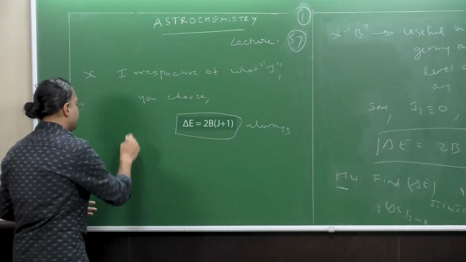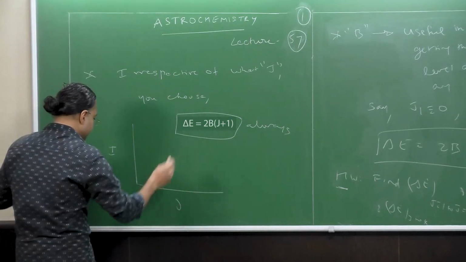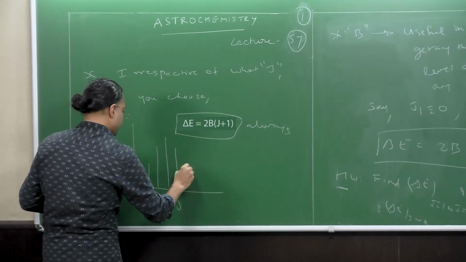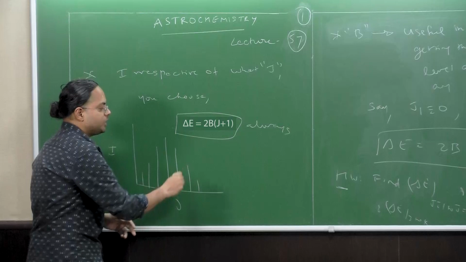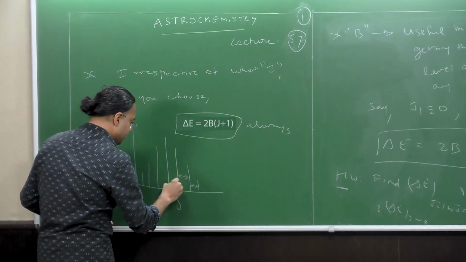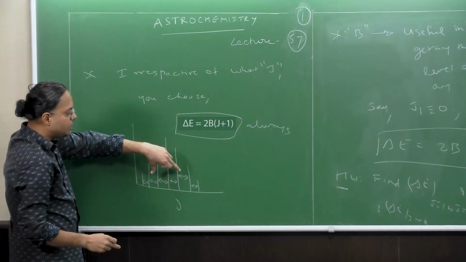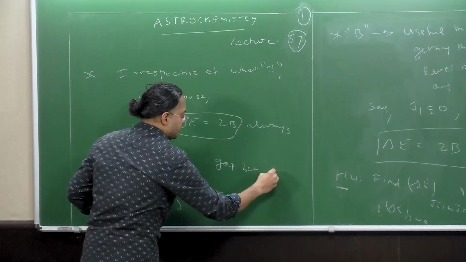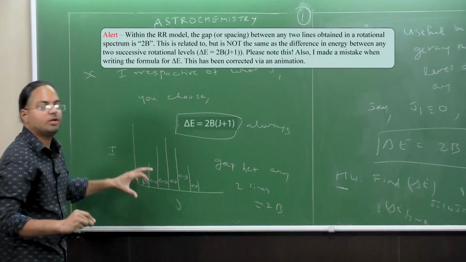In other words, if you actually get a real spectrum, that is a plot of intensity versus frequency, a spectrum is going to have a series of lines. For example, let's say we have some spectrum like this. It's just a representative spectrum. The gap between any two lines is a measure of the energy difference. The gap between any two experimentally obtained lines in a spectrum is given by 2B. In fact, it is exactly equal to 2B when we consider the rigid rotor model.